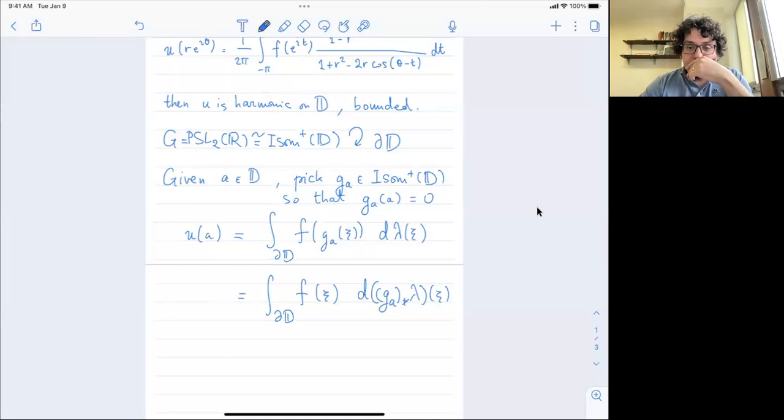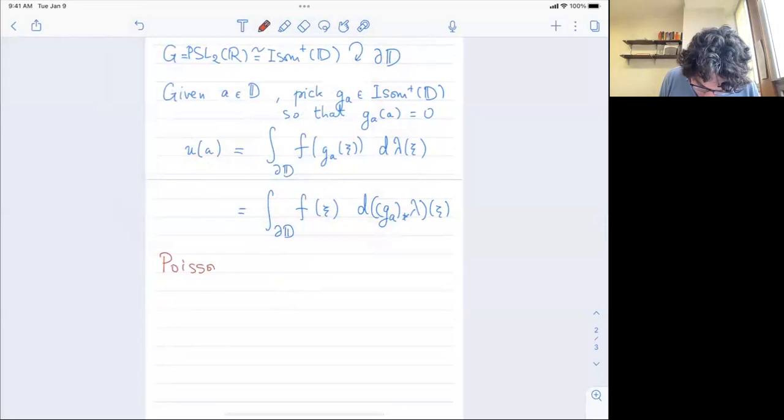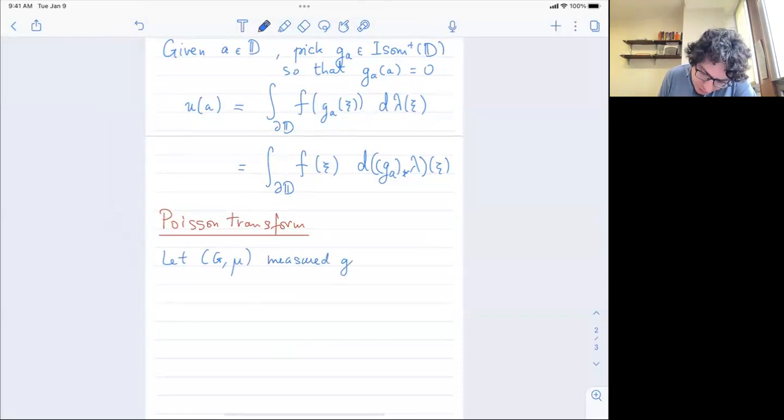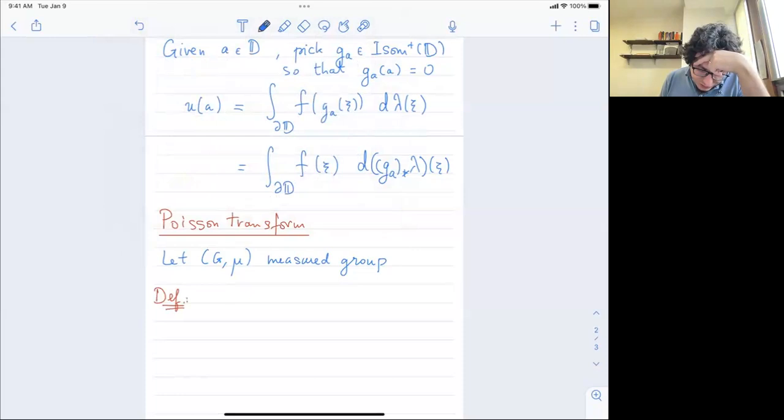So let me give a definition of that. In general, we have what's known as the Poisson transform. We start with a group with a measure on it, a measured group, and then we have a boundary, a candidate boundary. What is the first thing that a boundary needs to have? First of all, it has to have an action of the group on it, and then it has to have a measure, and the measure is stationary.